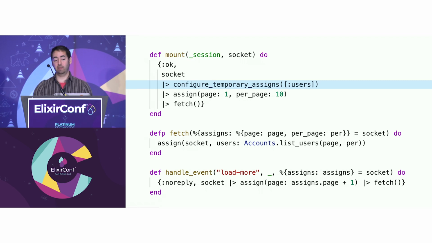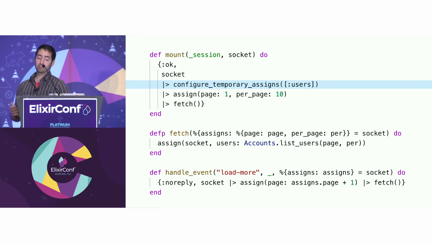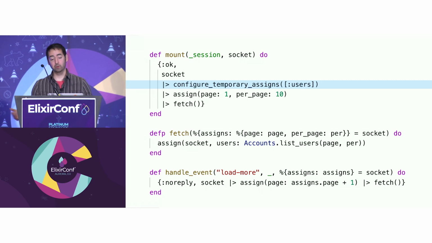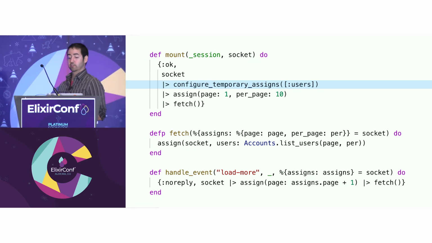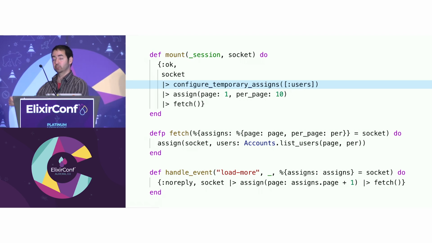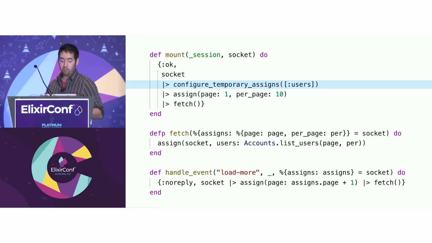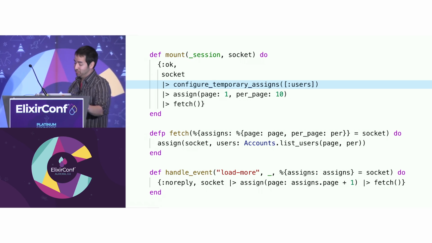So we can say in mount, you know what? Please, Phoenix, after you render these users, just throw them away. If I need them again later, I will reassign them and refetch them on demand. Then they're gone from memory. The only thing this LiveView is going to track in its own state is the current page you're on and how many users to list per page. This is the whole thing. This is the whole LiveView. After we mount, within mount we call fetch, which is just going to fetch some users from the database with pagination.